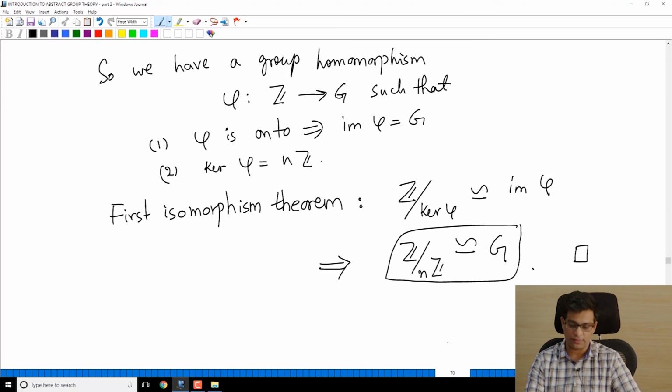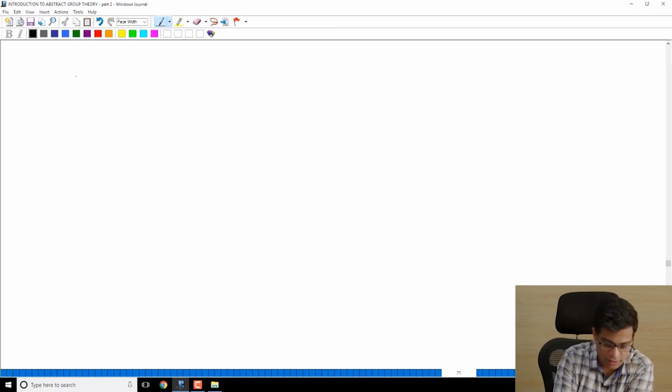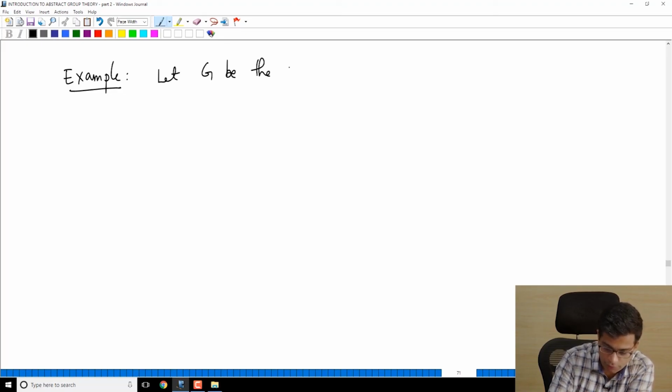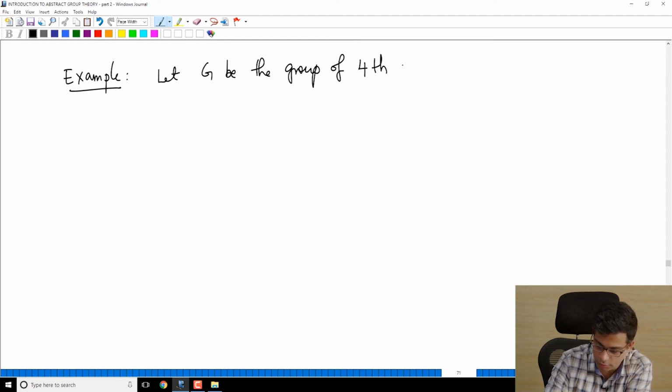The conclusion to be drawn from all this is the following. Using isomorphism theorems, we can essentially isolate the important properties of cyclic groups and think of them as Z mod nZ. There is nothing more. Let me give you one example to illustrate this. Let G be the group of fourth roots of unity.